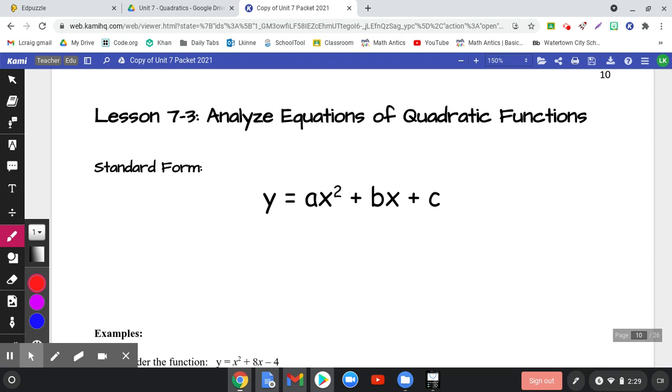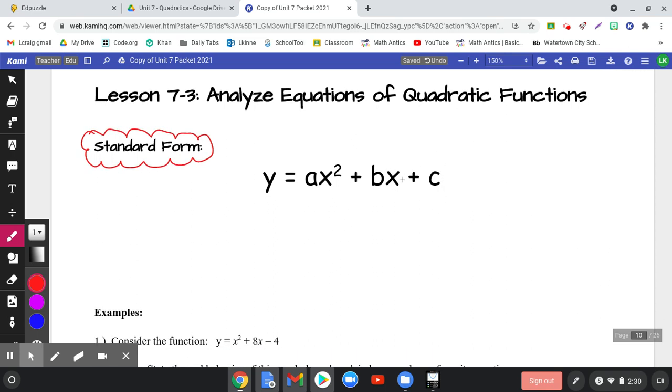Hello, everyone. I figured today we could learn a little bit more about the equations of a quadratic function. Just remember that this is standard form. Okay, the x squared goes first, then the x, then the constant, remember, is just a number. Now, a couple of things that you can tell just by looking at the equation.